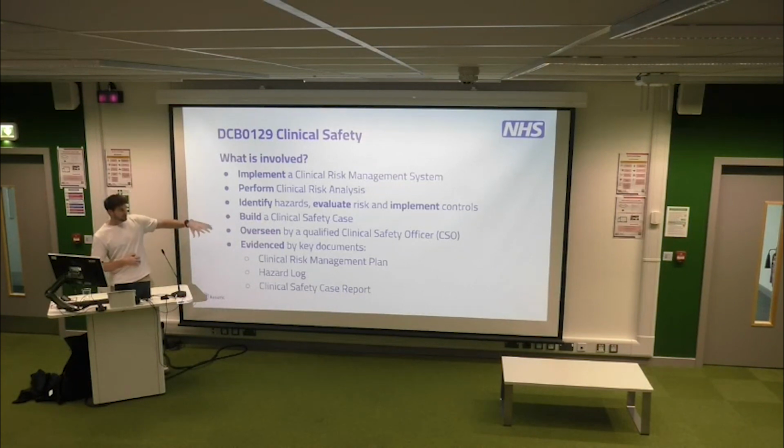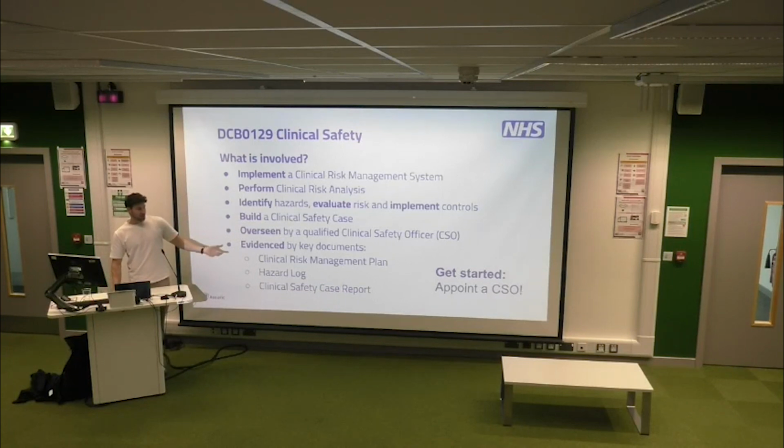If there is deemed to be an adequate risk, then controls need to be implemented to reduce that risk. And then this is all documented in what's called a clinical safety case, formed by three core documents: a clinical risk management plan, a hazard log, which is basically your risk register, and the clinical safety case report, which synthesizes everything and presents it as a report that says, based on this risk analysis, this product is deemed safe to use. And this whole process is overseen by what's called a qualified clinical safety officer, or CSO. The starting point for digital health companies is to appoint a CSO to start this process, and these can be internal or sometimes external as well.